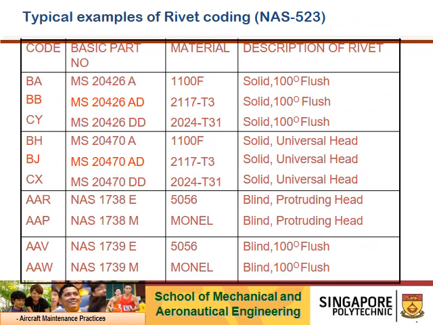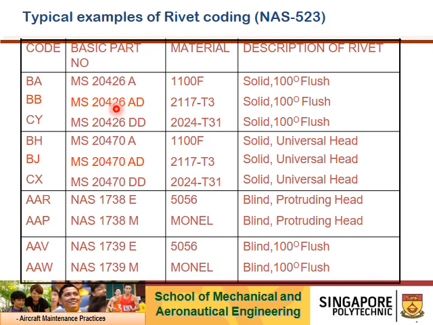So this is the typical example of rivet coding NAS 523. To take note, as mentioned, this is used by US or American manufacturers. So if you work on Airbus or Embraer, Bombardier, then it may be different. But of course the standards, the format or the methods of working to install rivets are the same. So in this case example, BB represents MS204268D.